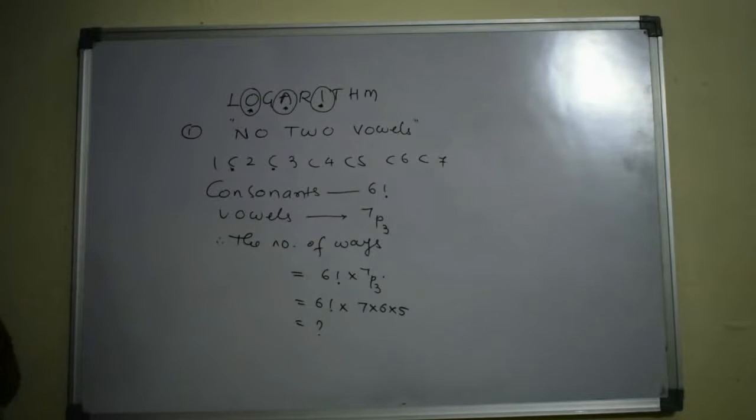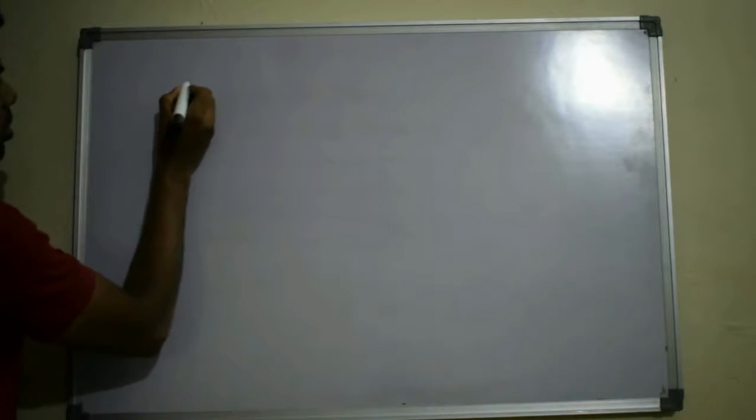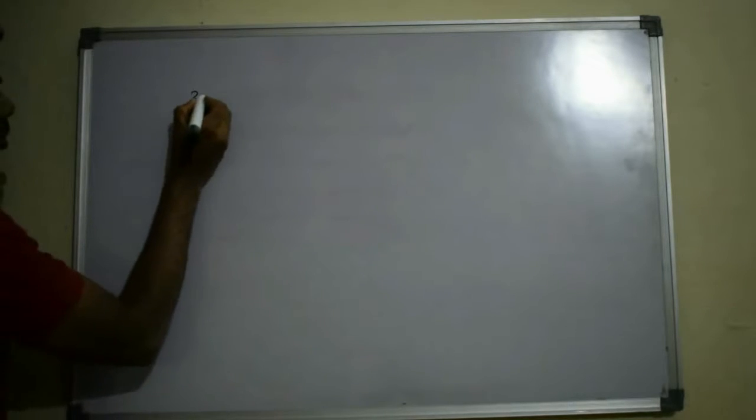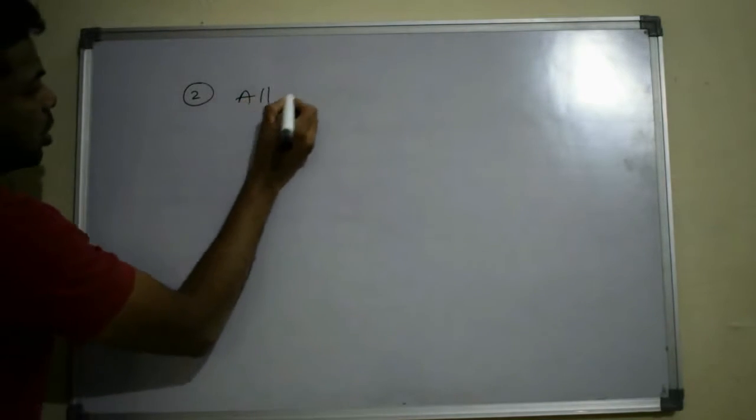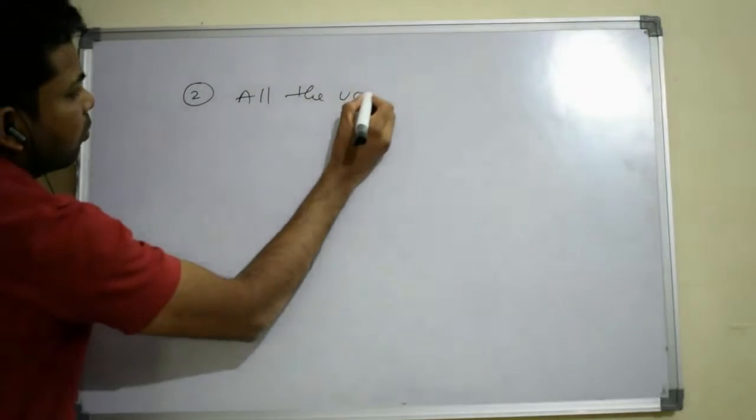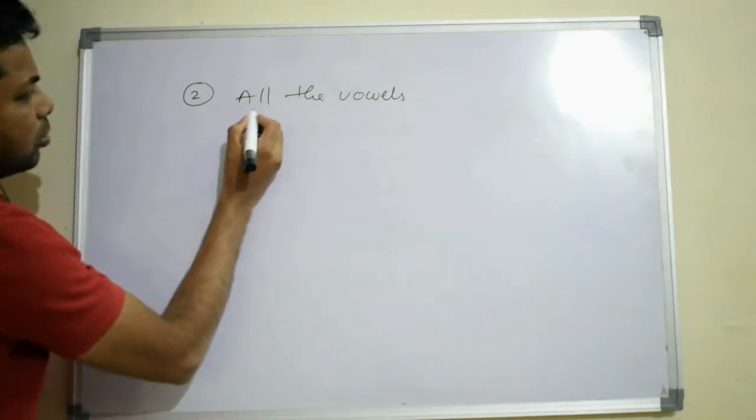Now, what is the second question? The second question is, all the vowels together. All the vowels are together.